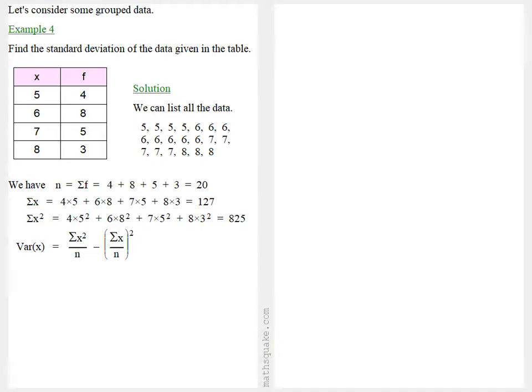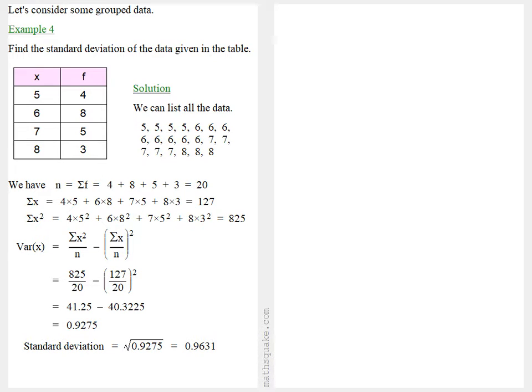We want the sum of the x squareds over n minus the sum of x over n all squared. So that's 825 over 20 minus 127 over 20 all squared, which is 41.25, take away 40.3225, which is equal to 0.9275. Now the standard deviation is the square root of the variance, which is 0.9631. So our answer is the standard deviation is 0.963.